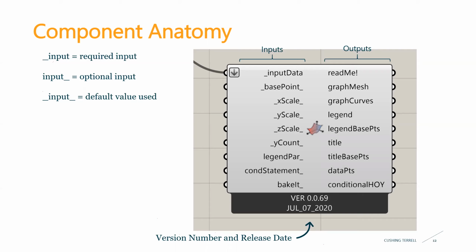And so if it has an underscore in front of it, that means it's a required input and the component will not run unless you have an input connected to that. If it's on the back, it's an optional input. So if it has both, it means it's optional for you to enter something, but it's required to run, so it just uses a default value. So you can change any of these inputs. In this case, I only needed the input data to run because it's the only one with the underscore in the front of it and only in the front of it.